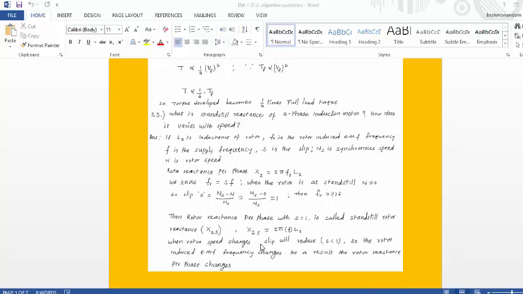When rotor speed changes, slip will reduce, meaning it will become less than 1. So the rotor induced EMF frequency also changes. As a result, the rotor reactance per phase also changes.